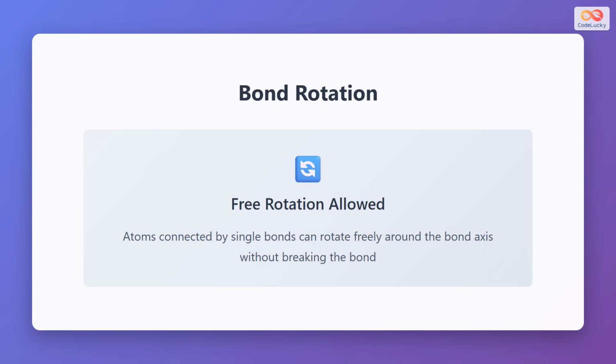One unique feature of single bonds is that they allow free rotation. Atoms connected by single bonds can rotate freely around the bond axis without breaking the bond itself. This rotation is possible because the electron density in a single bond is concentrated along the axis between the two atoms. This free rotation is important in determining the three-dimensional shapes and conformations of molecules, especially in organic chemistry.